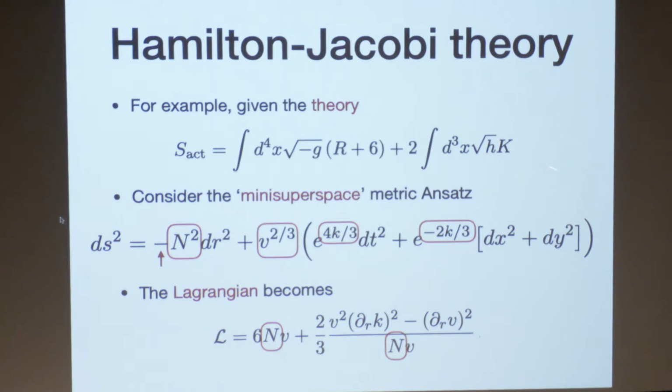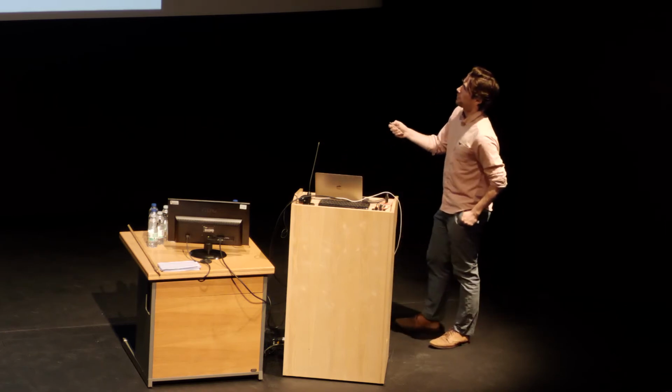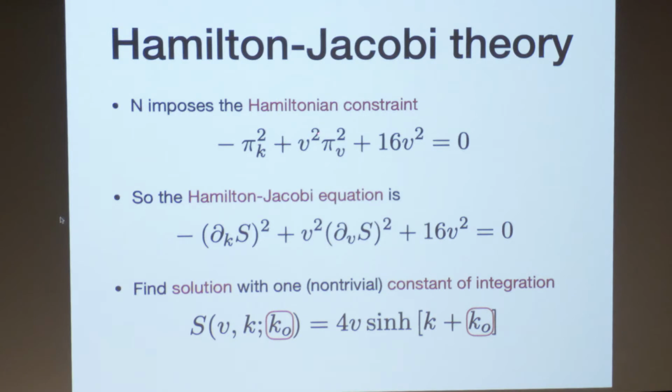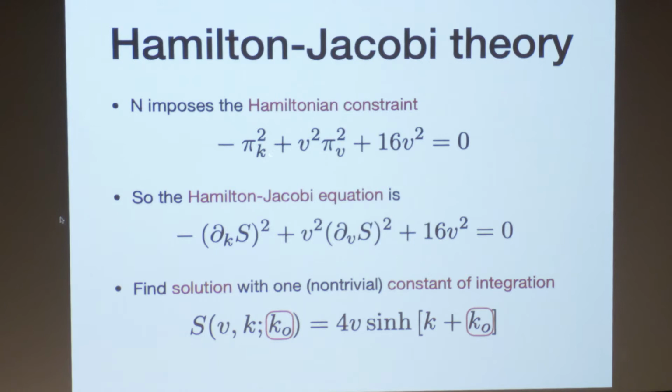So you take this ansatz, you plug it into the Lagrangian, and you get this. K and V are functions of r. Everything's a function of r only. And N has no derivatives. It's a Lagrange multiplier. It imposes a constraint, analogous to Gauss's law, as many of you know. It's called the Hamiltonian constraint. So the equation of motion for N is this Hamiltonian constraint. Here I've also expressed it in terms of momenta, where pi_K is the momentum conjugate to K. You differentiate the Lagrangian with respect to d_r K, and the momentum is something like this. So this is the Hamiltonian constraint.